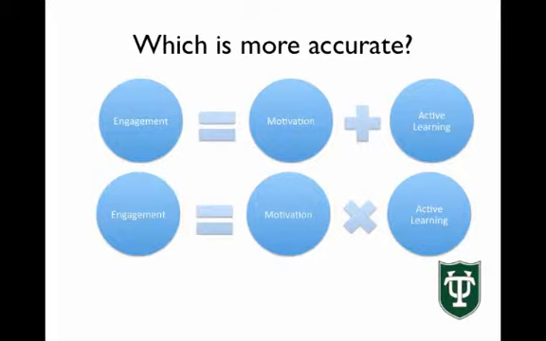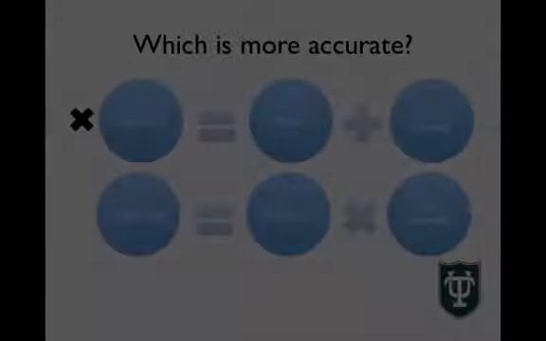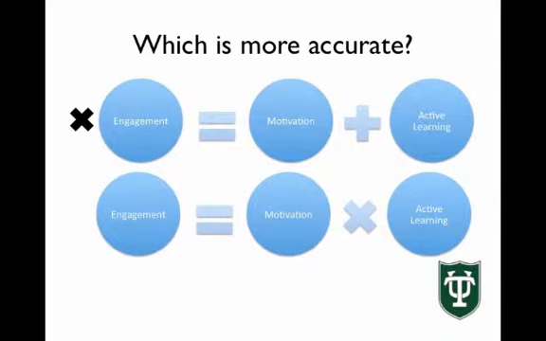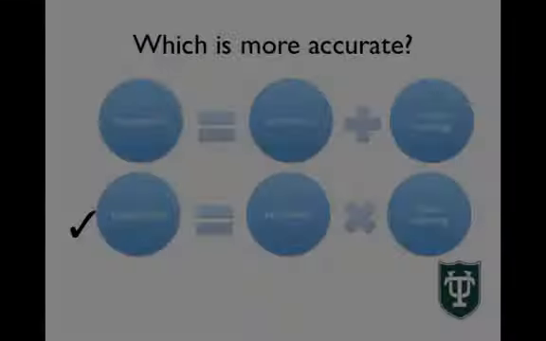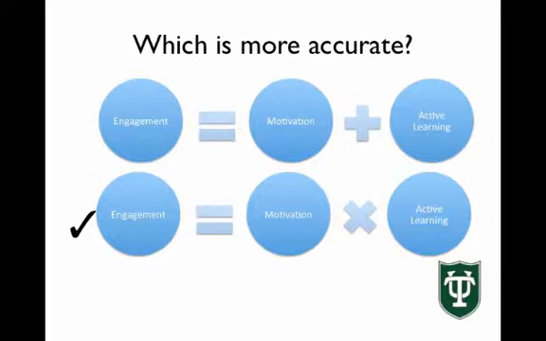If the answer is no, it means that this equation is not correct, because with this equation it's possible to just be motivated and not do anything, and still you will have positive engagement. So really the correct equation is looking at it as a product, because if either motivation or active learning equals zero, it means that engagement should equal zero.